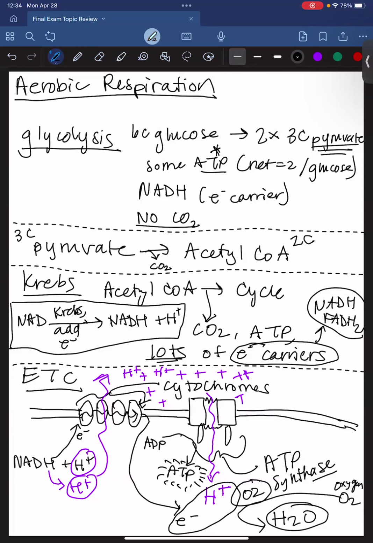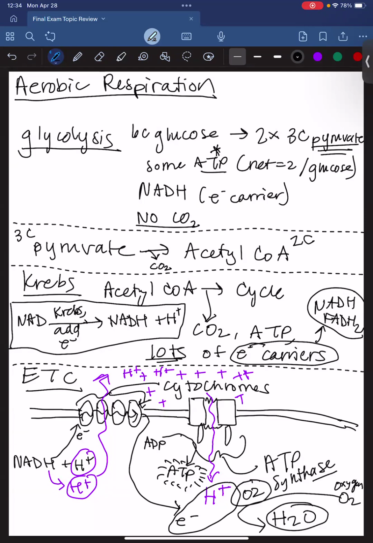So it's very inefficient to go through the fermentation process, but it's better to get some ATP than none. And it's so imperative that we keep up our ATP in our body that when I suffocate you and you die, it's because you ran out of ATP. We think, oh, because you don't have oxygen. What do you think you need oxygen for? To make ATP.